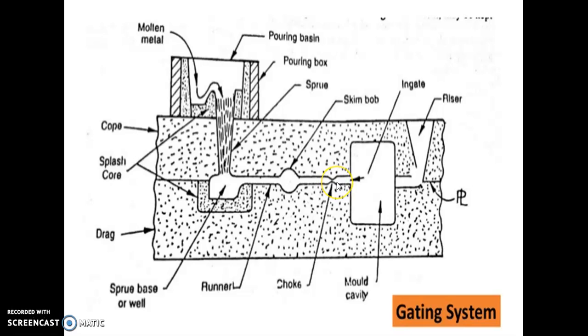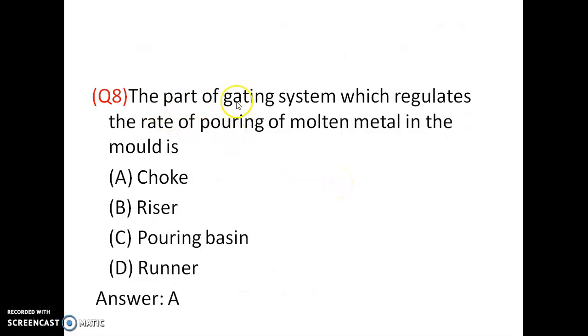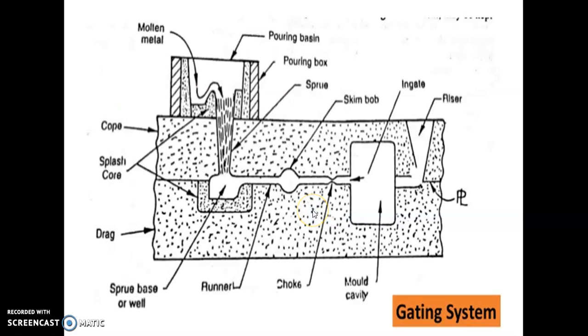So this is the choke, the part of the gating system which regulates the rate of pouring of molten metal into the mold. Option A is correct. It regulates the rate of pouring of molten metal into the mold.